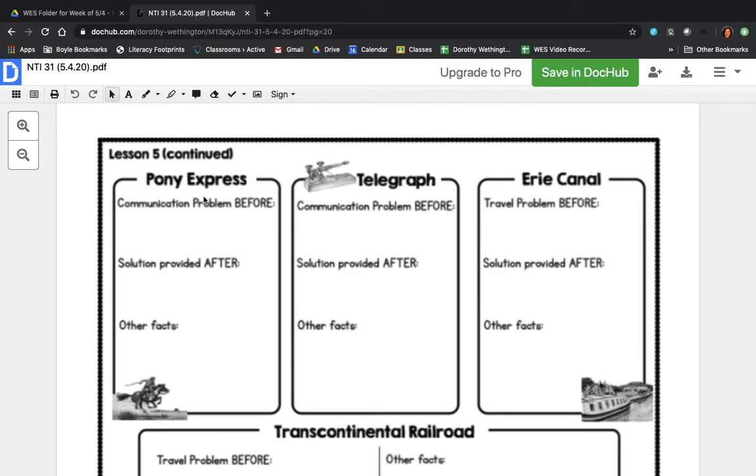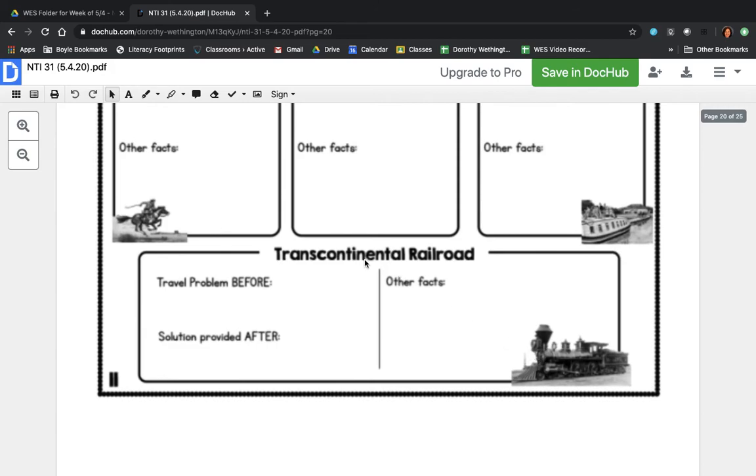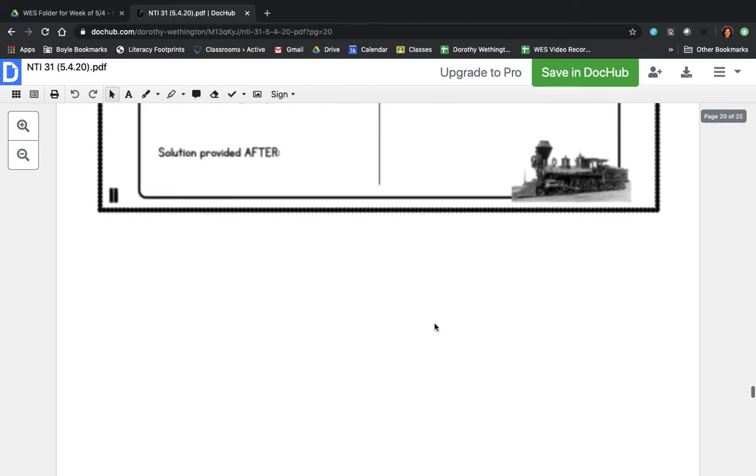Pony Express, communication problem before, the solution provided after, and other facts. The Telegraph, communication problem before, solution provided after, other facts. The Erie Canal, travel problem before, solution provided after, other facts. Transcontinental Railroad, travel problem before, solution provided after, and other facts.